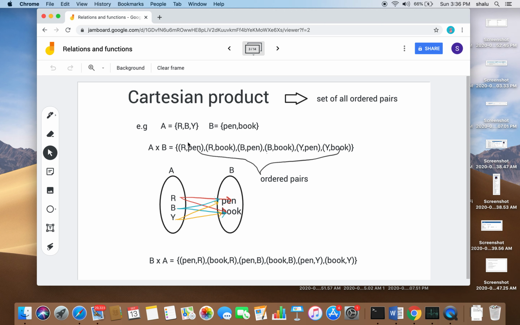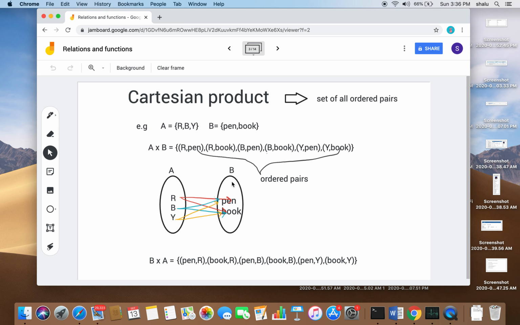So whenever we write the Cartesian product of A and B, we write it as A cross B, and we write all the pairs within the braces because it is a set, and these pairs are called ordered pairs. Now why these are called ordered pairs? Because if you see, in every pair, elements are in some order. Like first element of every pair, you can see they're coming from set A, and second element of every pair are coming from set B.